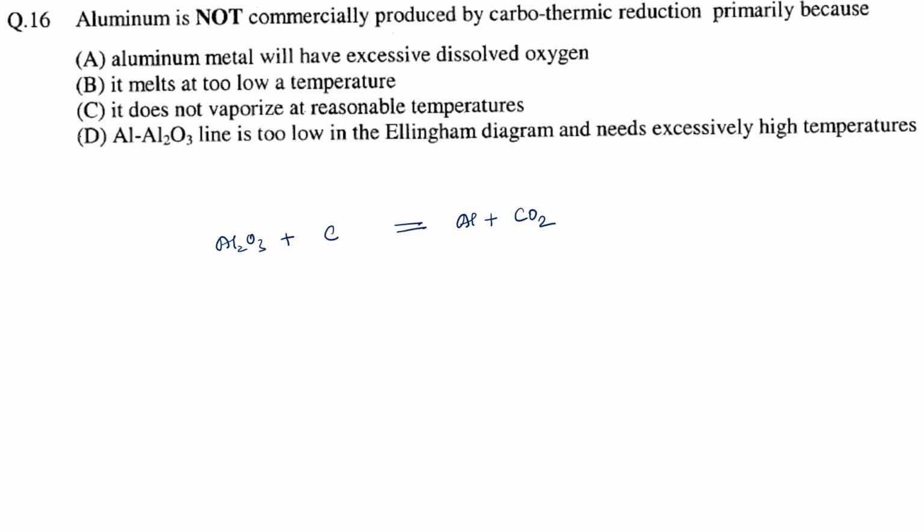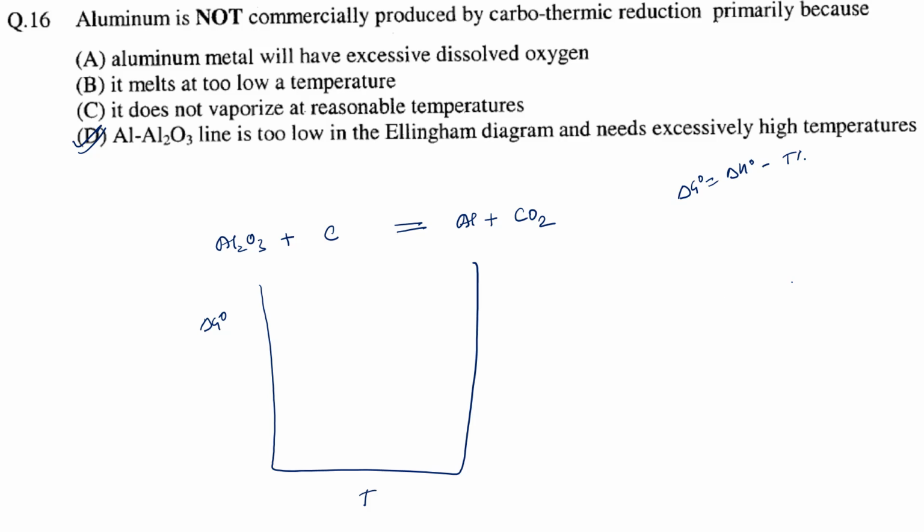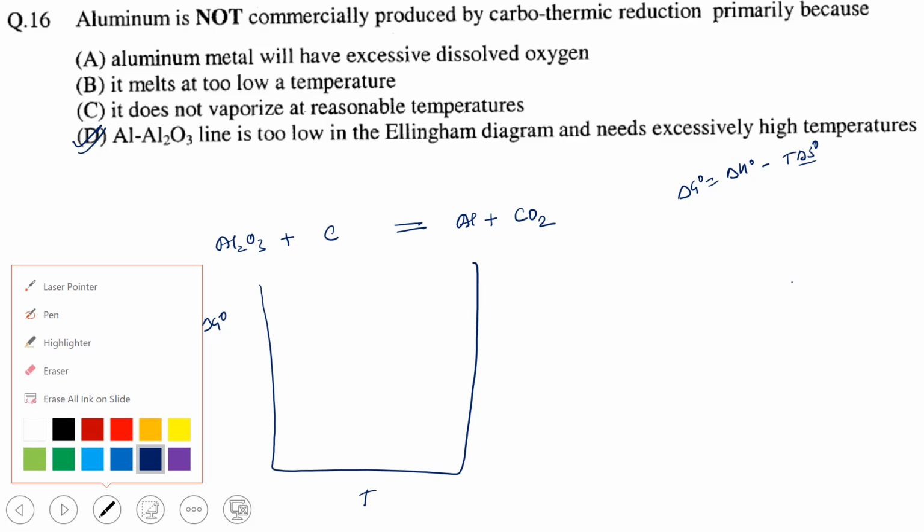You guys remember this, because if you see, the Al2O3 line is too low in the Ellingham diagram and needs exceptionally high temperature. That means suppose this is your Ellingham diagram where we draw delta G naught, and here is temperature. So what is the equation which holds over here? Delta G naught equals delta H naught minus T delta S naught. Now suppose this Al and Al2O3 line is very low.